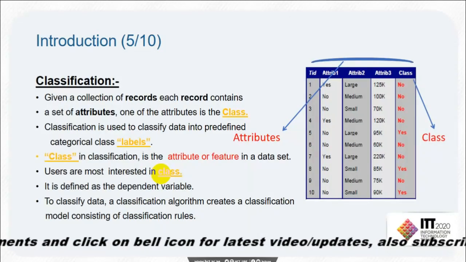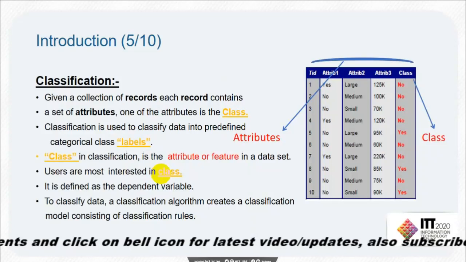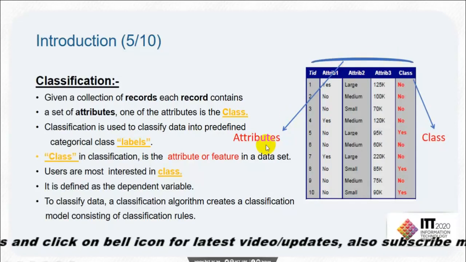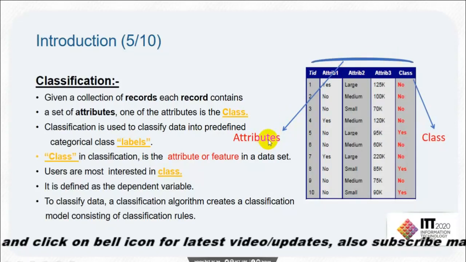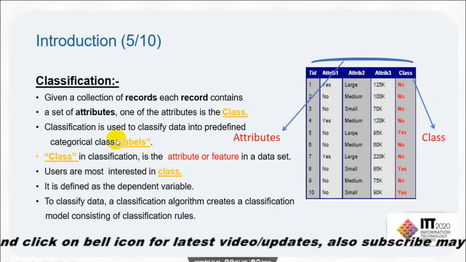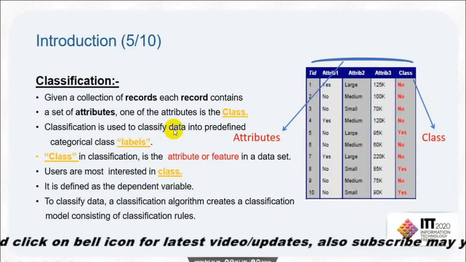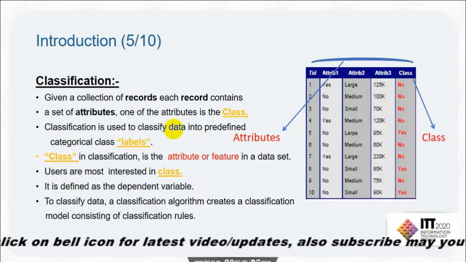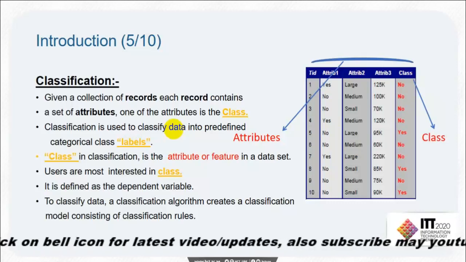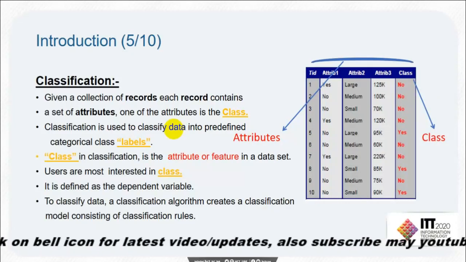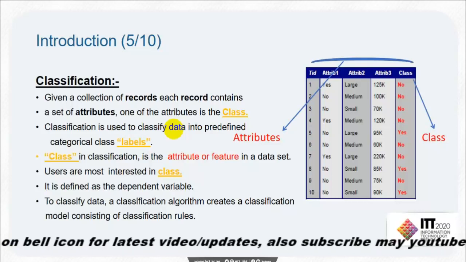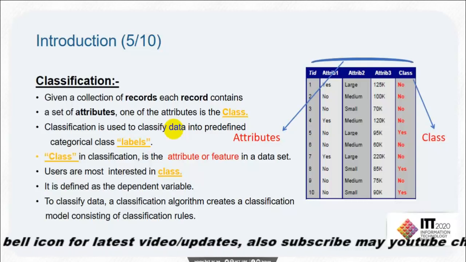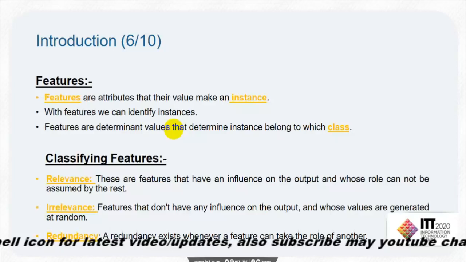So, coming to the classification section. Classification is given a collection of records, and each record contains attributes. One of the attributes is called the class. Classification is used to classify data into predefined categorical classes, which are called labels. The class in classification is the attribute or feature in a dataset. Users are mostly interested in the class. It is defined as a dependent variable. To classify data, a classification algorithm creates a classification model consisting of classification rules.